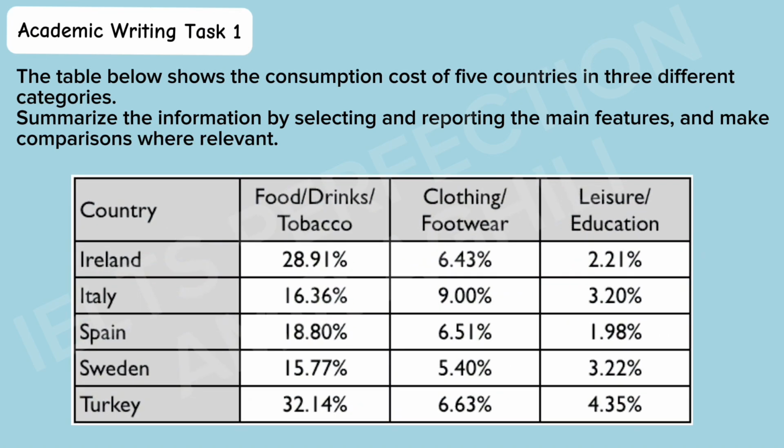By looking at the table, we can see that there are 5 countries and they are compared in 3 different categories: food, drink, tobacco, clothing and footwear, leisure and education. You need to note which countries had the highest or lowest percentage in each category. For example, Turkey and Ireland had the highest expenses on food, drink, tobacco, while Sweden, for example, had the lowest spending on food and drink. Now let's see what a complete model answer for this question could be.